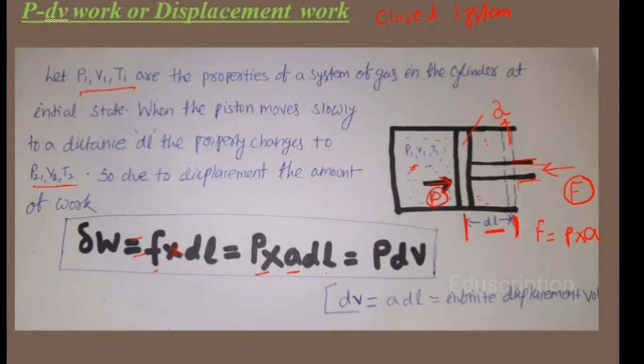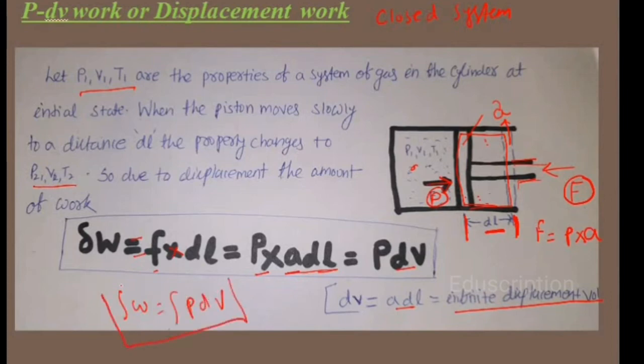Now just look at this A dl. A dl is the area of the piston into the change in length, so it is the total volume covered by the piston. In place of A dl, I can write dV. So dV is equal to A dl. It is otherwise called the infinitesimal displacement volume. From this we can conclude that the work done formula is PdV. Work done is PdV.